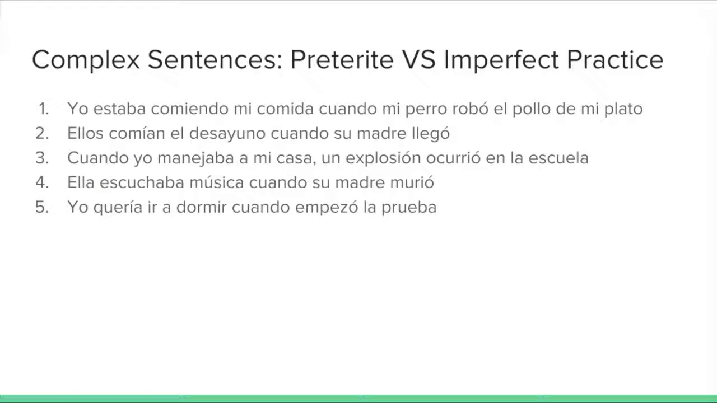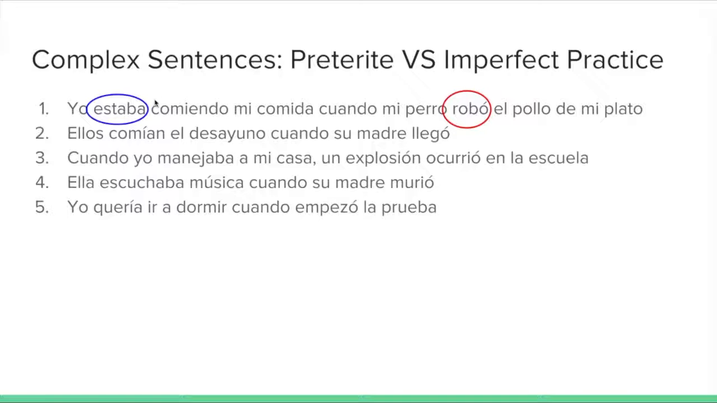And so let's practice now. So, "yo estaba comiendo mi comida cuando mi perro robó el pollo de mi plato." What do you guys think the preterite and imperfect verbs are? Okay, so if you said that "yo estaba" and "robó" were the verbs, that's right. So the imperfect verb would be "yo estaba," and the preterite would be "mi perro robó."